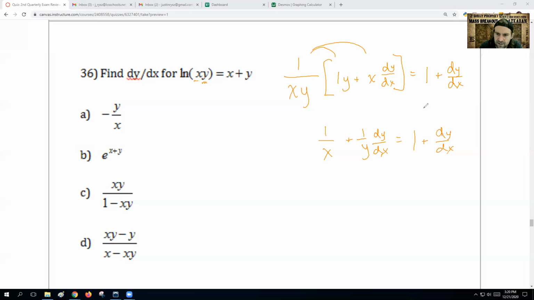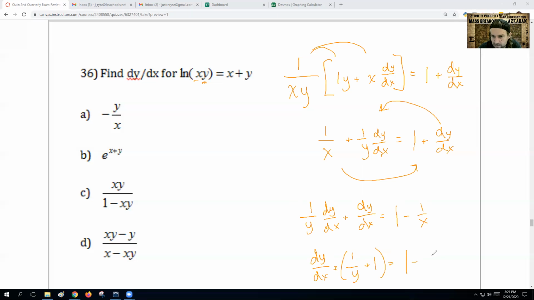Let's move everything that has a dy/dx to one side, and everything that doesn't to the other side. So we get 1 over y dy/dx plus dy/dx is equal to 1 minus 1 over x. We need to factor out the dy/dx, and we get 1 over y plus 1, equals 1 minus 1 over x. So we'll divide: dy/dx is equal to 1 minus 1 over x, over 1 over y plus 1. All right, we have to figure out which answer matches.